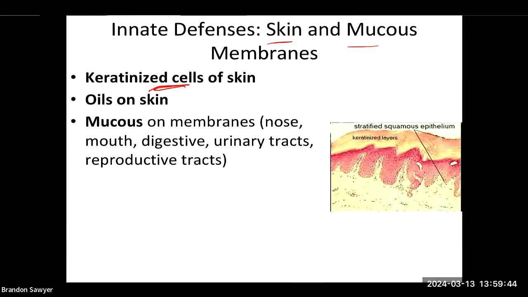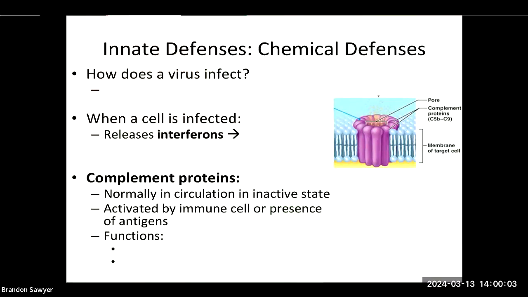We have these keratinized cells on our skin, which are just packed with protein. That's all that's left, just this little protein coating, right? Also oils on our skin. The mucous membranes have certain chemicals that will catch things and not let them in. Okay, so we have all of that. Part of our innate defenses is our chemical defenses that are also on our skin.